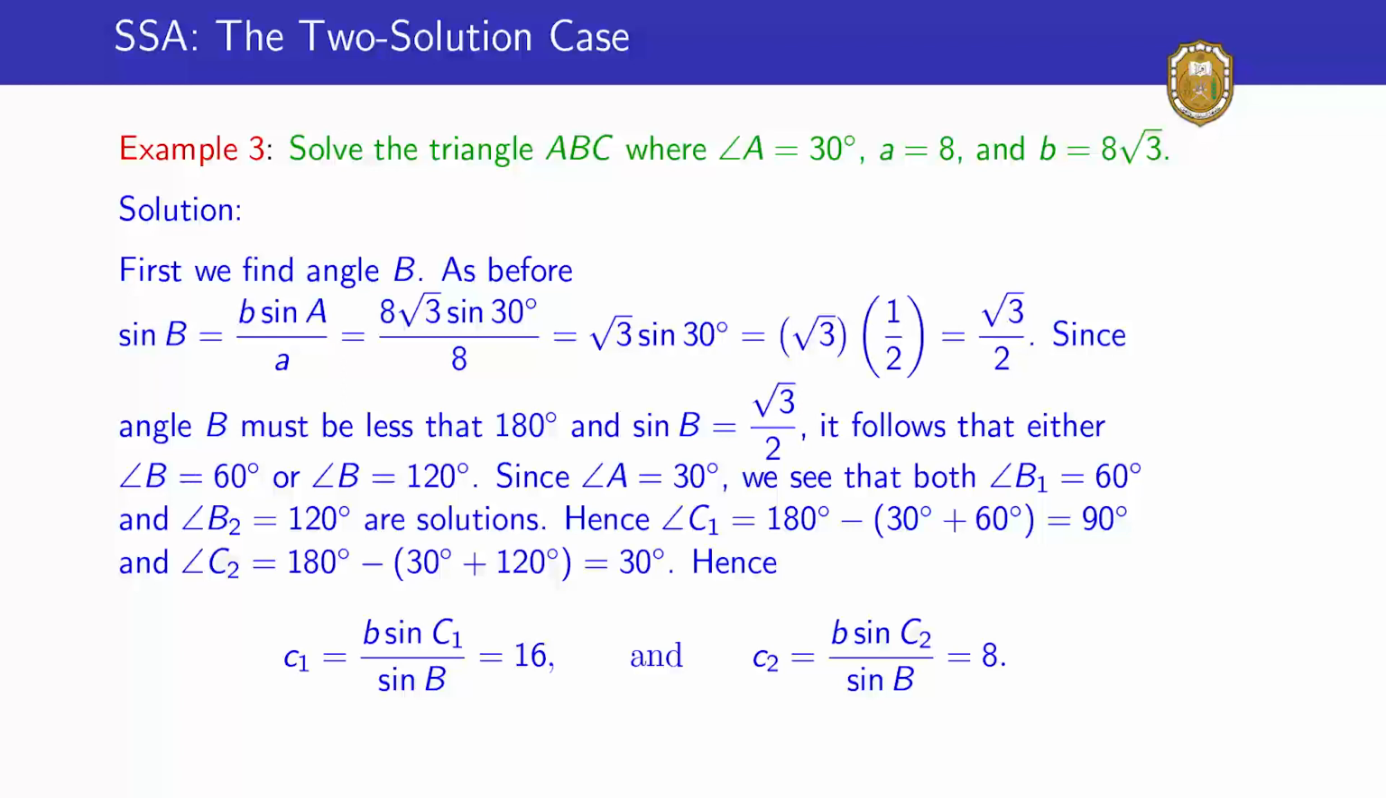So the two solutions are: one, angle A equals 30 degrees, angle B equals 60 degrees, and angle C equals 90 degrees, with length a equal to 8, length b equal to 8 root 3, and length c equal to 16. The other solution is angle A equal to 30 degrees, angle B equal to 120 degrees, angle C equal to 30 degrees, and length a equal to 8, length b equal to 8 root 3, and length c equal to 8. So in this case, we have two solutions.